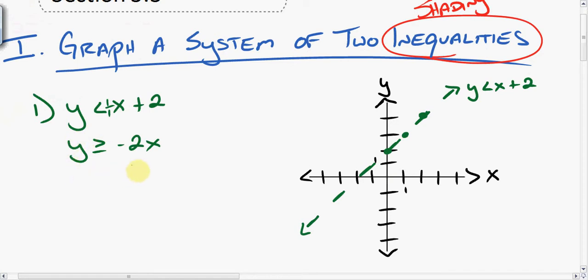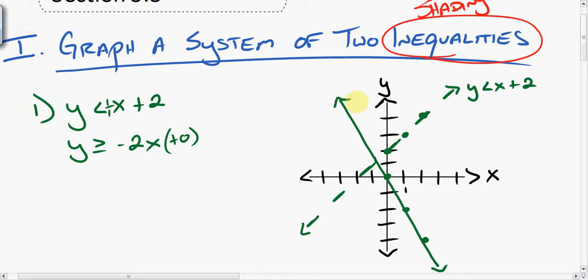Second inequality, I have a y-intercept of 0. So I'm going to plot a point at 0. And my slope is negative 2. So I'm going to go down 2, right 1. Down 2, right 1. And it's greater than or equal to, so because of that little line underneath it, this will be a solid line. And I've got both lines graphed.